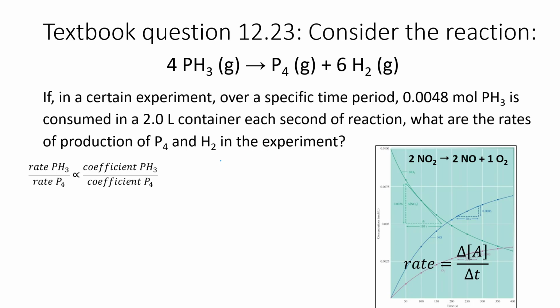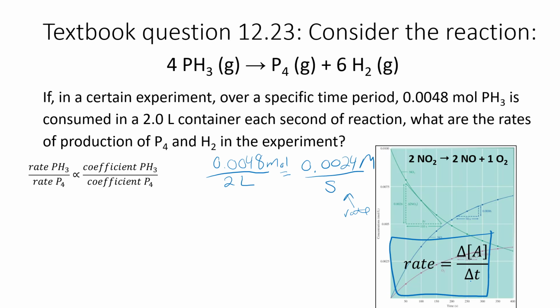Well, we have 0.0048 moles per 2 liters, and so that equals 0.0024 molar. And I should write out mol. So if that's molarity, that's my concentration, but that was per second of reaction. So this right here is my rate, because remember from before, my rate is my change in concentration with my change in time. And so that's in this form, molarity per second. And so now I can take that and fill it in here as my rate.